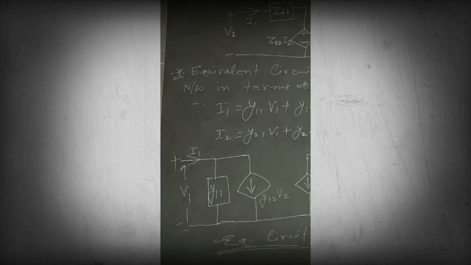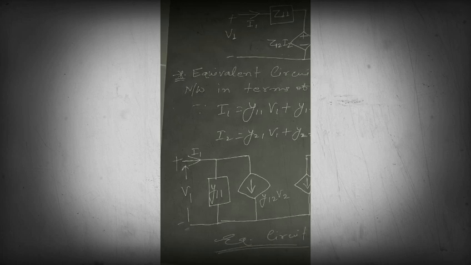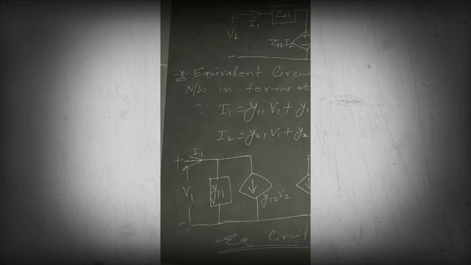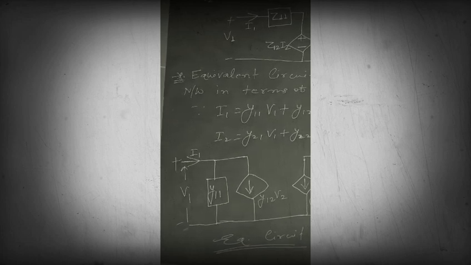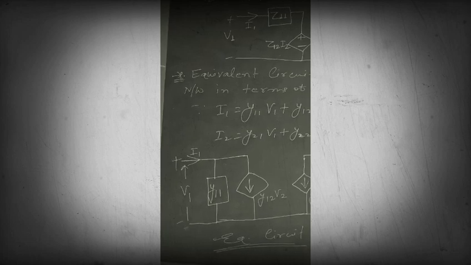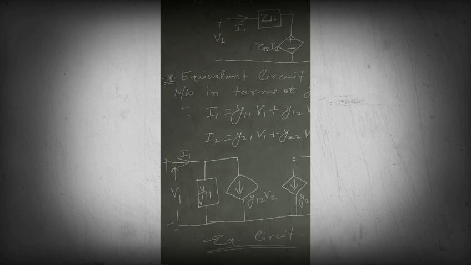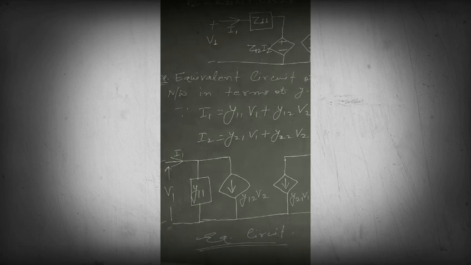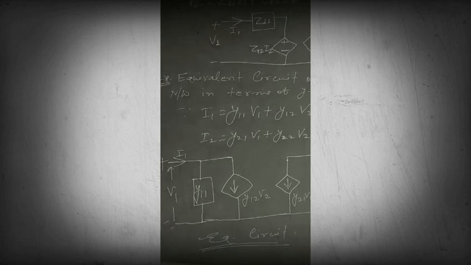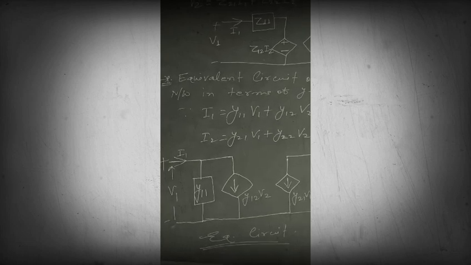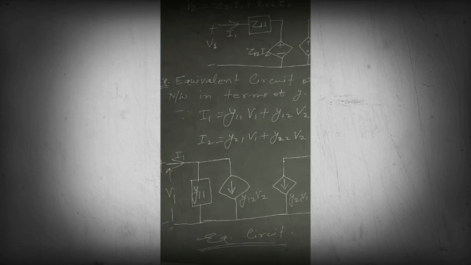So here when we connect a shunt branch having admittance Y11, we can see that Y11 into V1 will be the value of current flowing through this branch. Next we have the second term, that is Y12 into V2. Again we see that V2 is related to the secondary terminal. It means we will have to represent it by a dependent source.